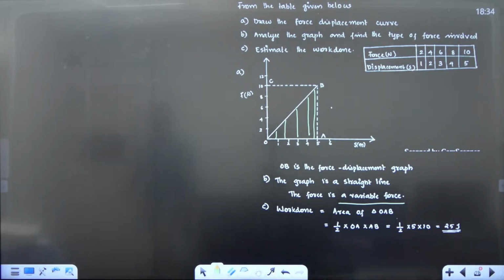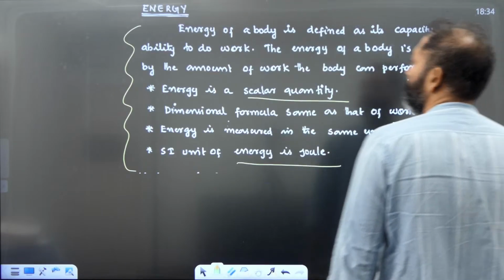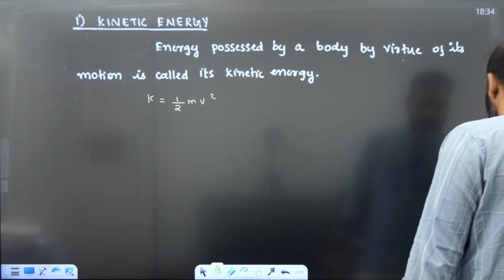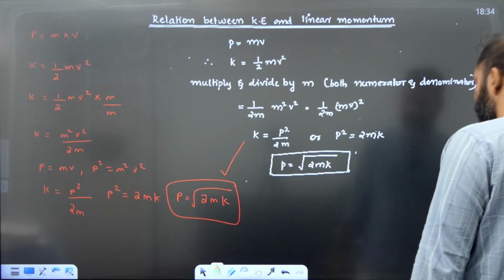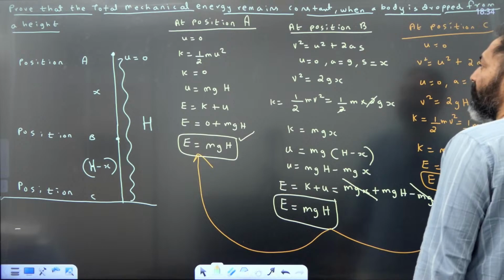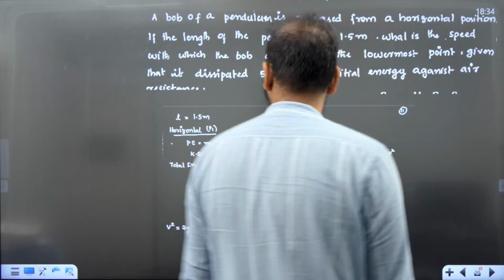Done, right? Chaithanya? Yeah, done. Next, energy, those things are done. Mechanical and kinetic energy done. Expression for kinetic energy done. Total mechanical energy remains constant when a body dropped from a height. Yeah, next question.